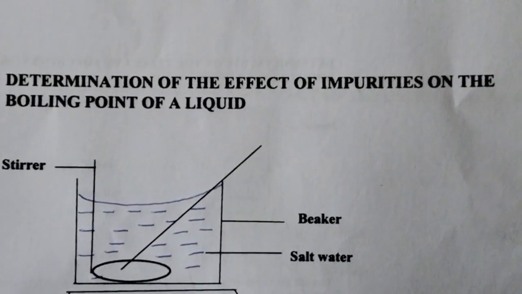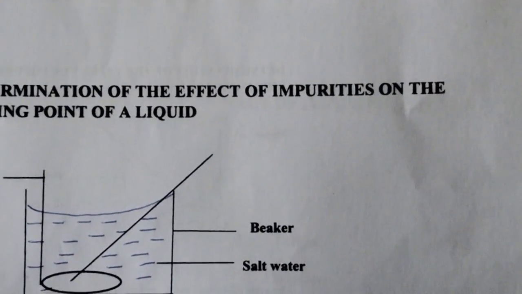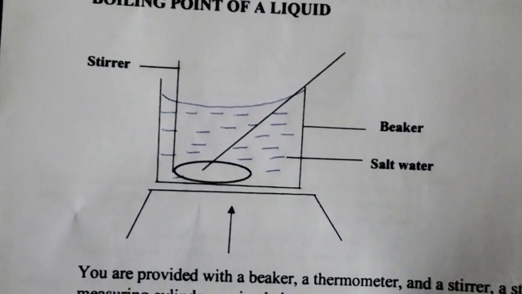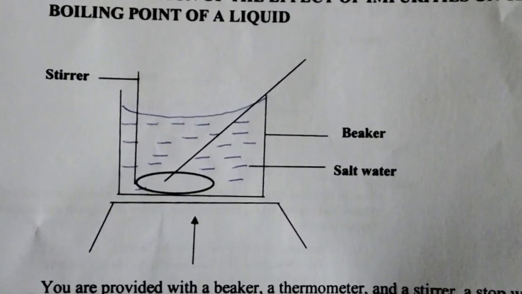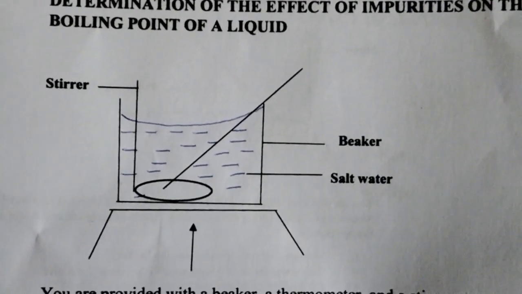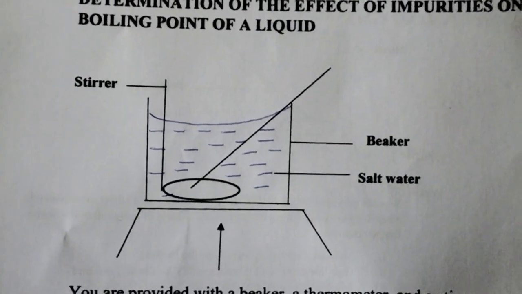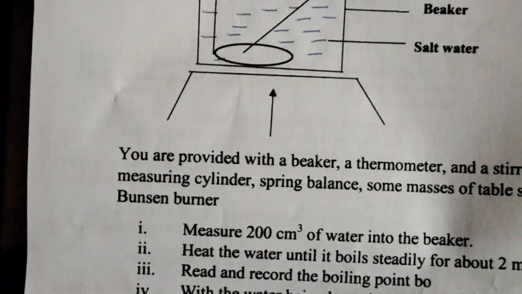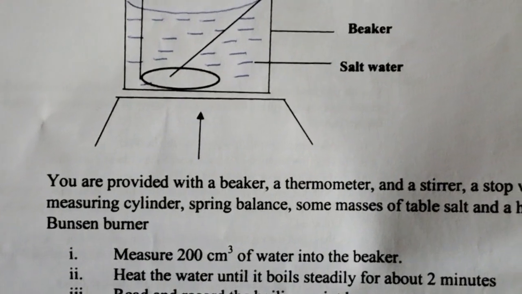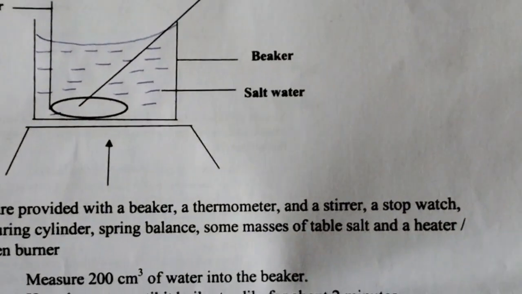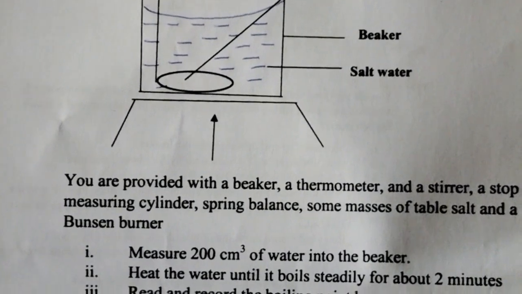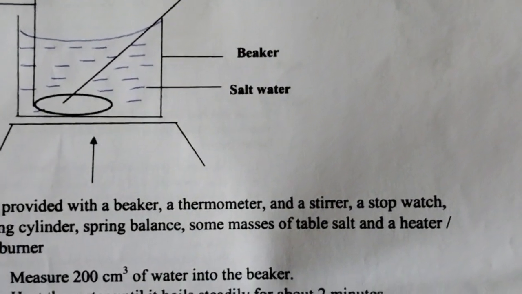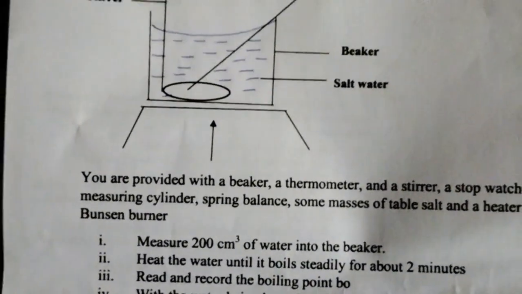Go to the question: determination of the effect of impurities or dissolved substances on the boiling point of water. You can see the diagram. There is a beaker over the burner, and the beaker should contain the salt water. We have the stirrer, and then we have the thermometer, that slanting line. The question says you are provided with a beaker, a thermometer, a stirrer, a stopwatch, a measuring cylinder, a spring balance, some masses of table salt, and a heater or Bunsen burner.